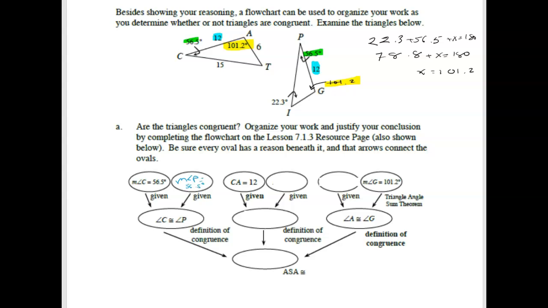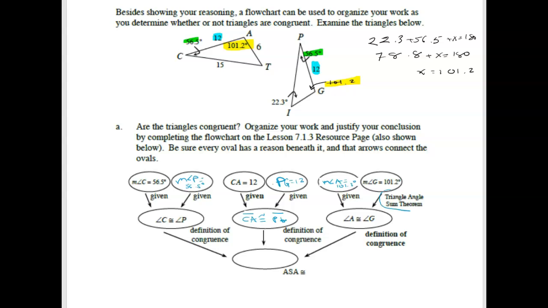Let's go to the next one. CA was equal to 12. Notice that I wrote C first, so I'm going to write P first. And then A and G go together. So I'm going to say PG is equal to 12. Because they are equal to each other, I now get to say that line segment CA is congruent to line segment PG. And again, definition of congruency. And then last but not least, the measurement. Notice that in this one it says measurement of G was 101.2. So I would say the measurement of angle A is 101.2 degrees.